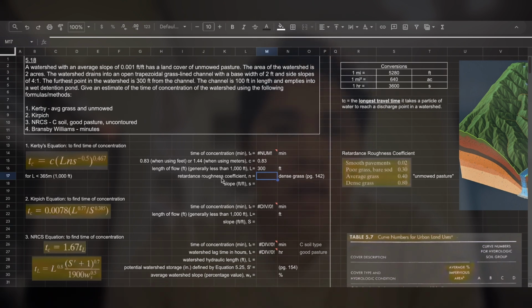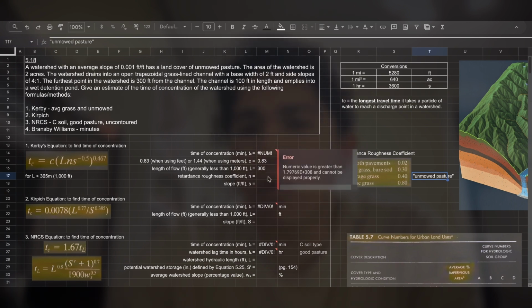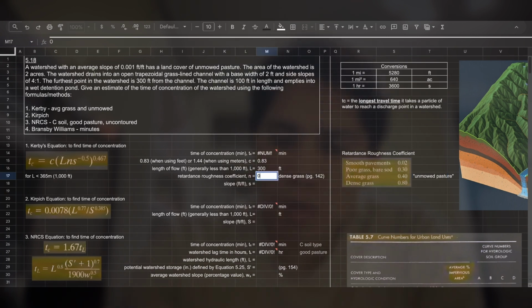Now, n is the retardance roughness coefficient. We get this value from a little table in the book, where we cover Kirby's equation. We are given that our watershed is unmowed pasture, so we can assume that it is average grass. It's not dense grass because if it hasn't been mowed, it should be average, that's what is normal. So you might want to use 0.4 in this case for n, and the slope is 0.001.